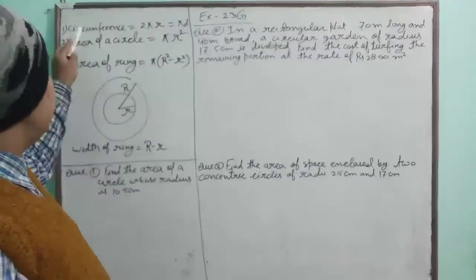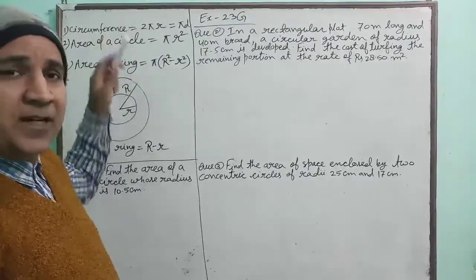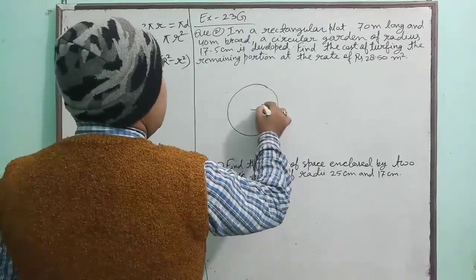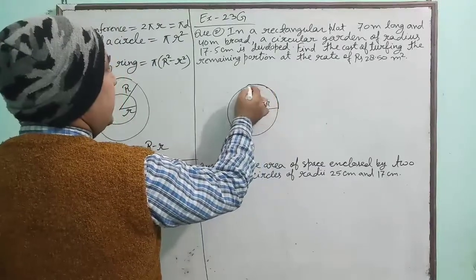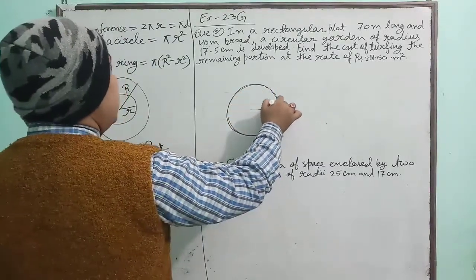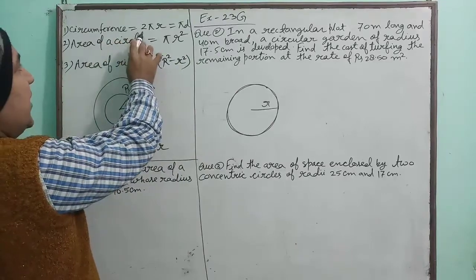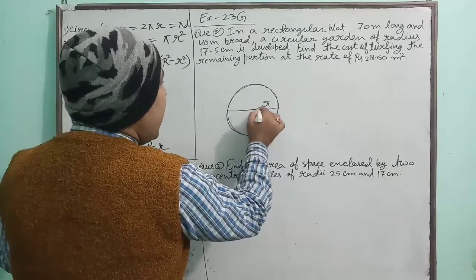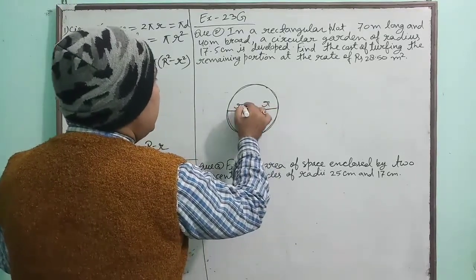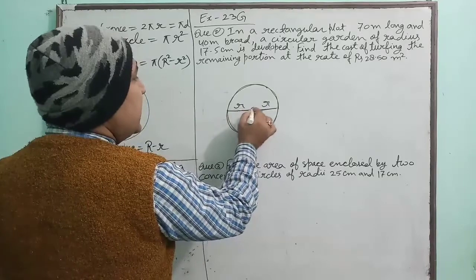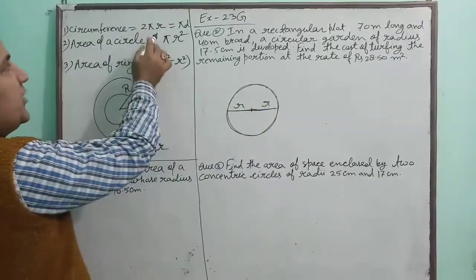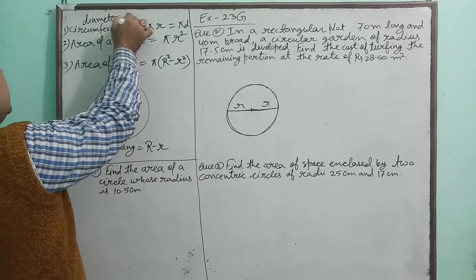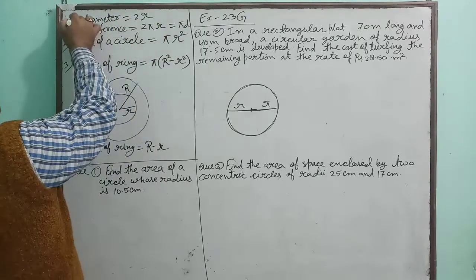Children, in a circle we know the circumference. Circumference means perimeter. Suppose this is the circle having the radius r. Then the perimeter, the length of the boundary of the circle, is called circumference, and its formula is 2 pi r. And children, we know that the diameter of the circle is equal to radius plus radius. That means 2 times radius. Diameter is equal to 2 times radius.